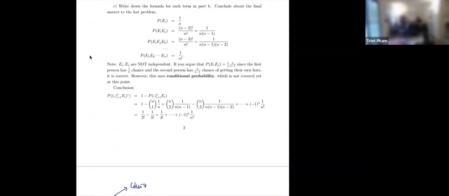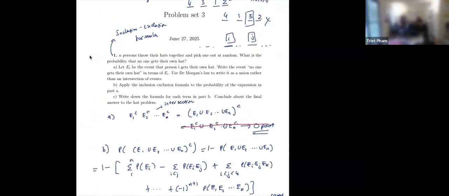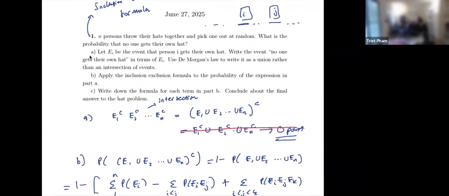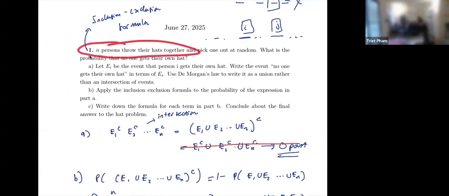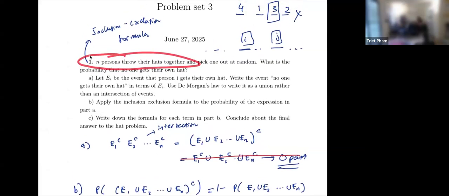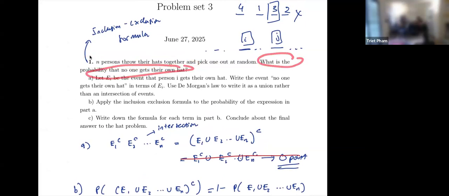Now, we were looking at this important problem last time, which is the hat problem. Again, the context is that n people throw their hats together and pick a hat out at random. And we want to look at the probability that no one gets their right hat.